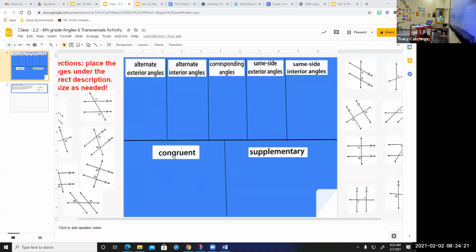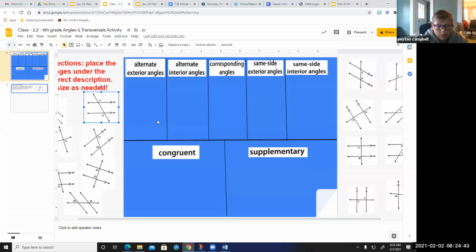All right, so we just reviewed this vocabulary, and now we're going to practice with these angles once again. If you are there, let's look at angle 11 and angle 12. Peyton, yours is found in Google Classroom. All right, angle 11 and angle 12. What would you say about angle 11 and angle 12?